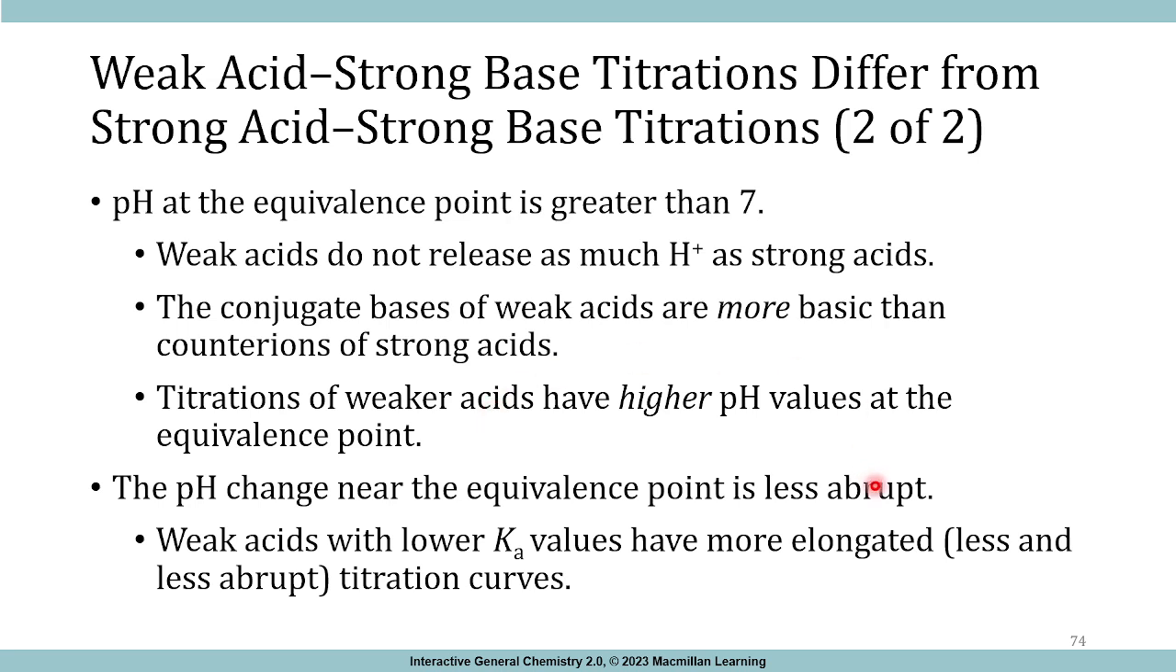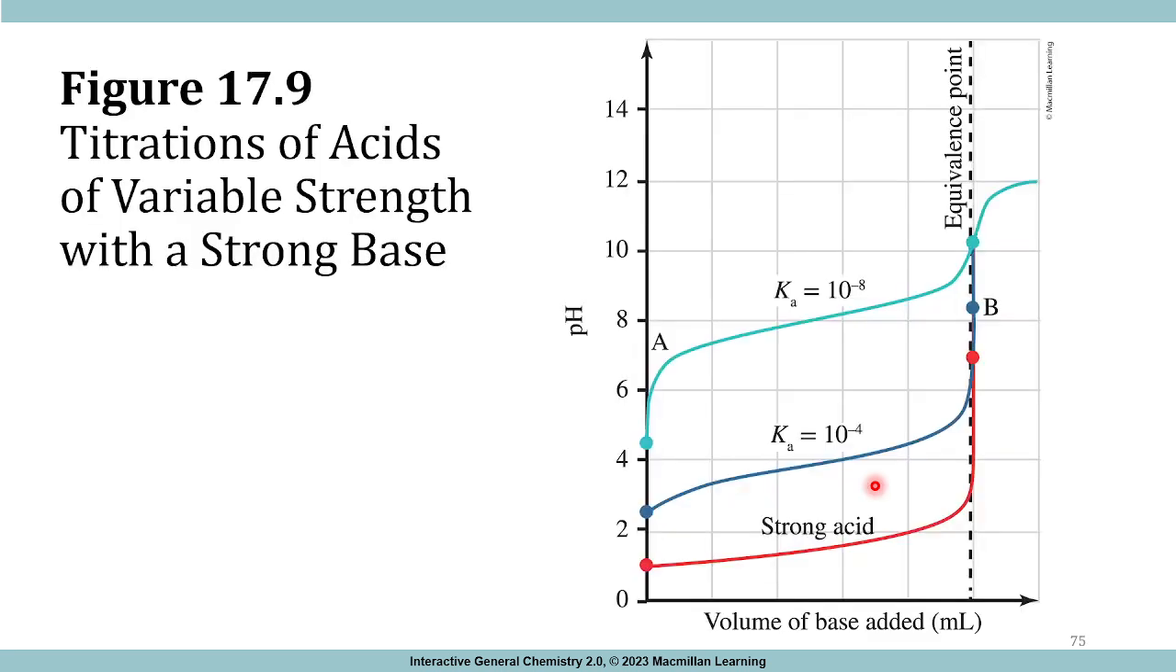So the pH change near the equivalence point is going to be less abrupt. The weak acids with lower Ka values are going to have more elongated, less abrupt titration curves. You can actually see this very nicely where we've taken several Kas and put them together. So this is a strong acid. Notice no buffer region. See how that just hockey-sticks up? Okay, and then it hits the equivalence point region and it just shoots up. See that? Really abrupt change, big difference.